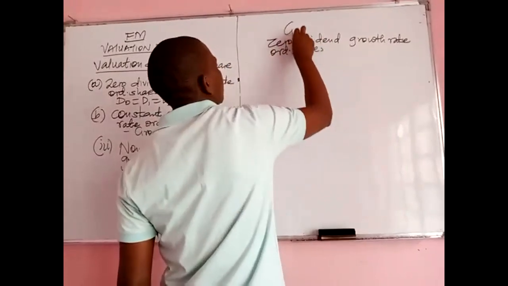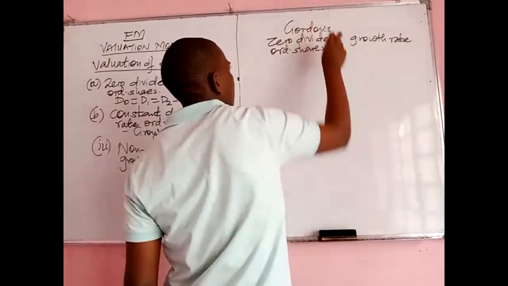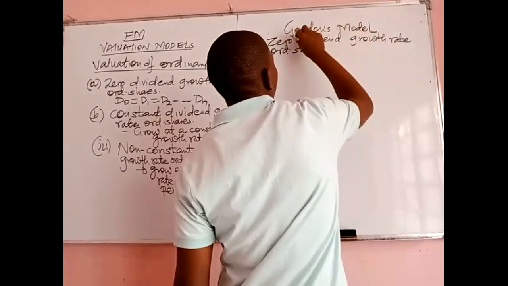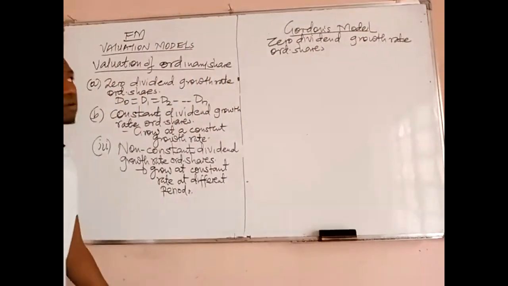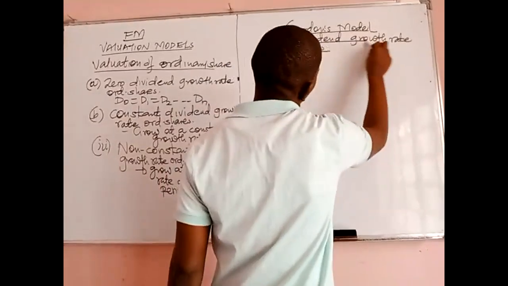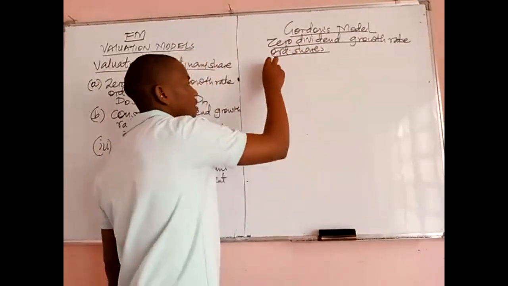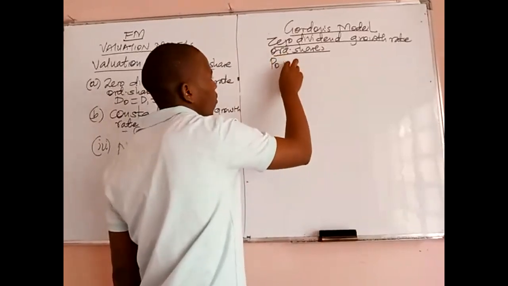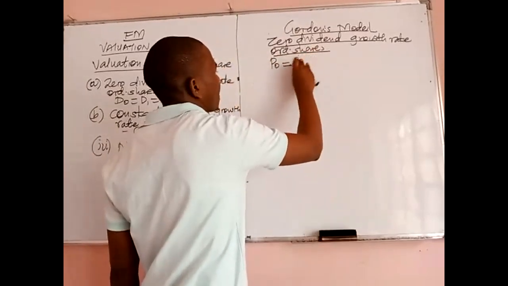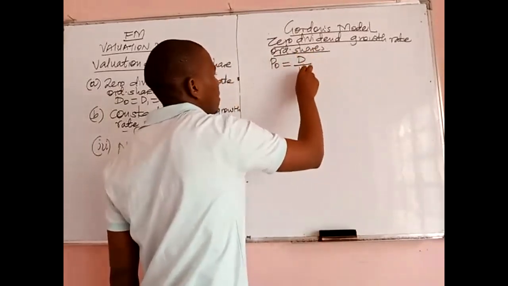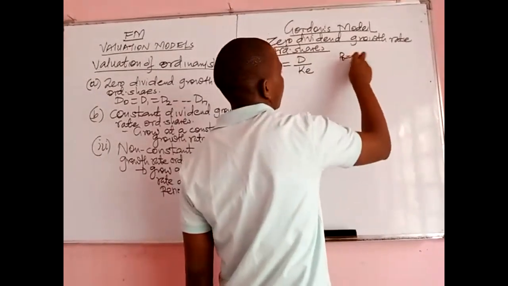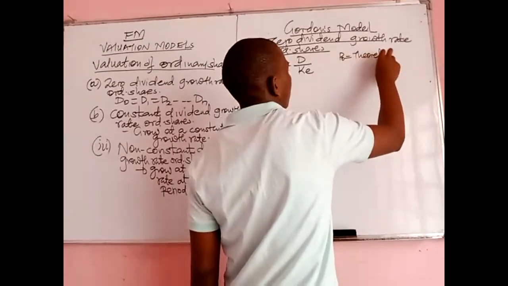Basically, for all these, we use what we call the Gordon growth model. If we use the Gordon growth model to get a value in this case, we'll have it as P0. The value in this case will be the dividend per share divided by the cost of equity. P0 is the theoretical value.